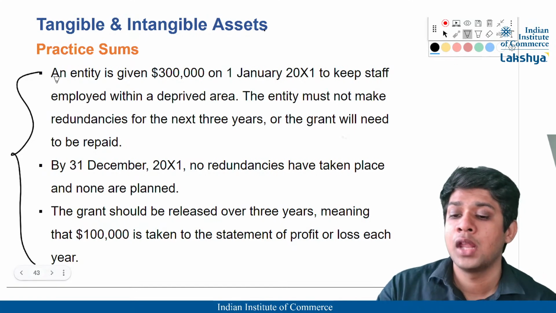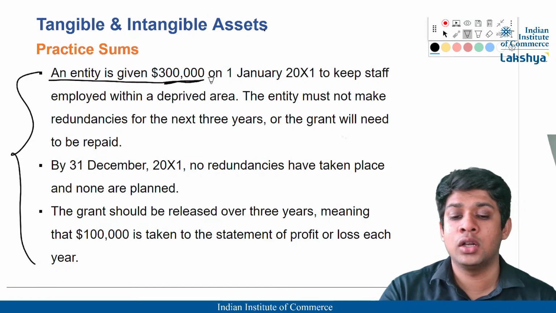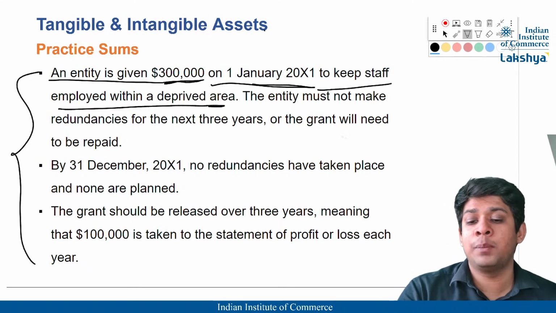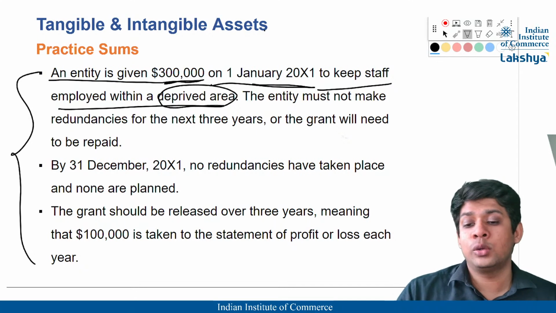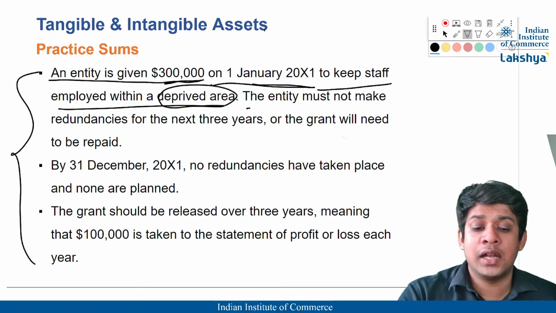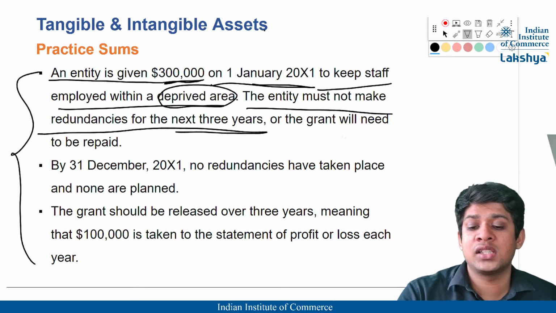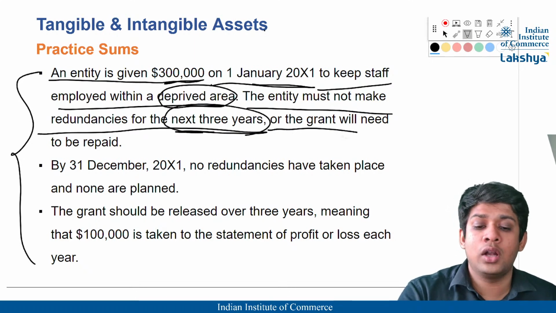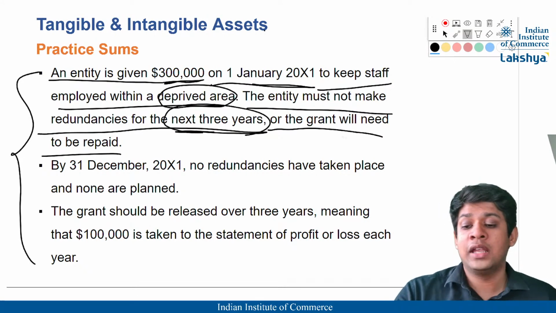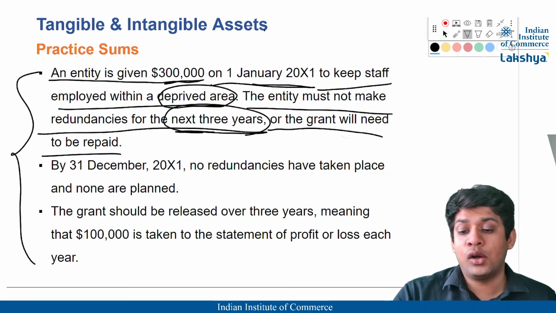So, just focus on this: an entity is given $3 lakh on 1st January 2011 to keep staff employed within a deprived area. Okay, so to keep staff employed within an area, they have been given $3 lakh. The entity must not make redundancies for the next 3 years. That means this is paid 1 lakh each year for the next 3 years, or the grant will need to be repaid. That means if in case they remove any of the employees, then they will have to repay the complete grant. They cannot do so, right?